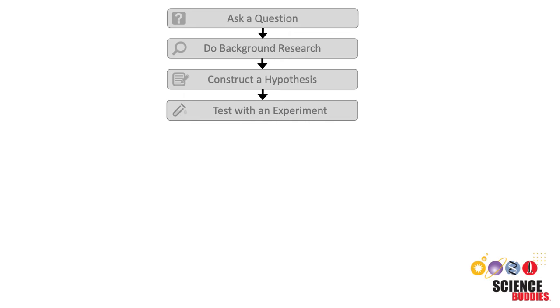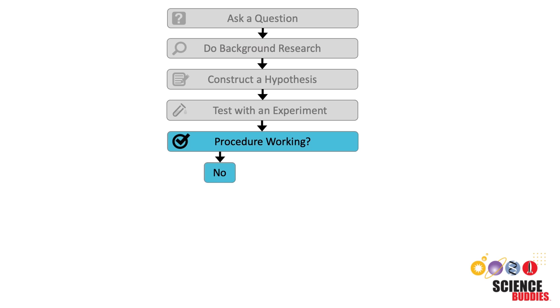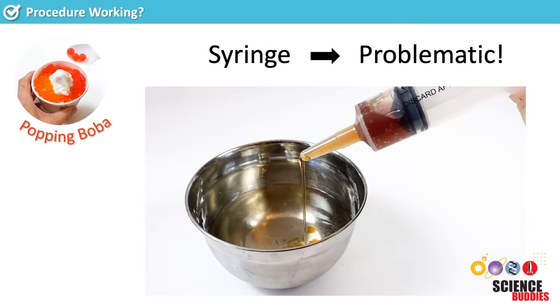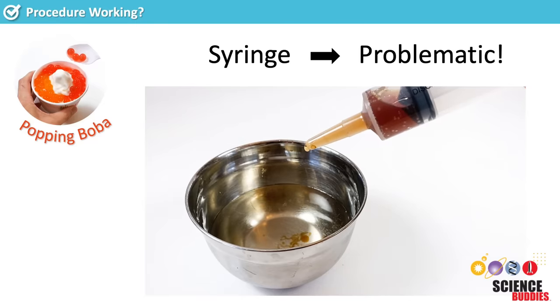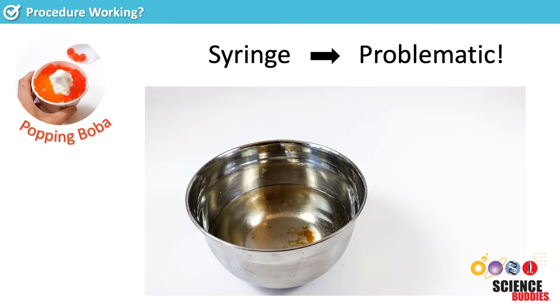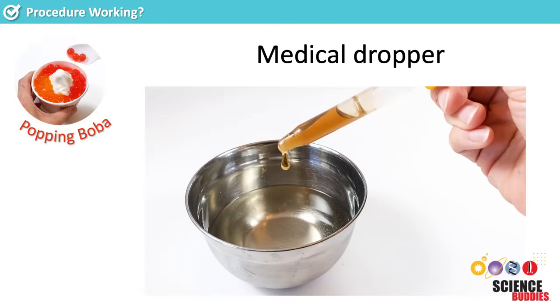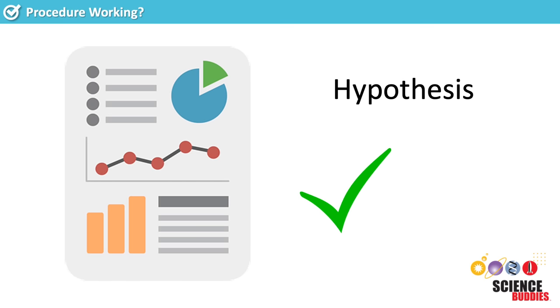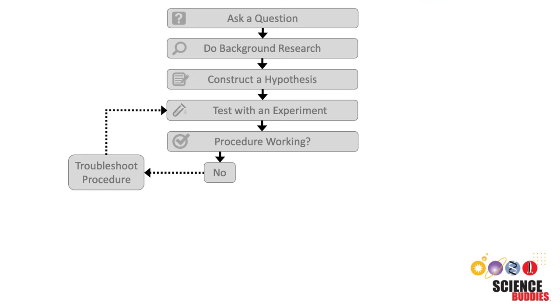When doing our experiment, we need to actively ask, is the procedure working, as we collect our data? If the experiment is not working, we will need to troubleshoot the procedure and restart the experiment. For example, we might find that it is really difficult to produce a single drop of food mixture using a syringe. This means that we have to rethink our procedure and then redo the experiment. For example, instead of using a syringe, we might try using a medical dropper. The goal of conducting the experiment is to collect enough data to confidently determine if our hypothesis is supported or not.